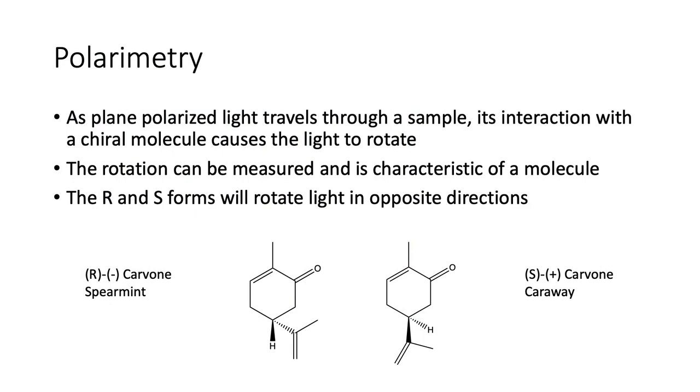But the rotation, like I said, we can measure it, and it's characteristic of the molecule. So the R and the S forms will rotate light in opposite directions. In our case, the R form rotates light in the negative direction, or counterclockwise, and the S form will rotate light in the positive direction. And the R and the S are not really related to the plus and the minus. So for different compounds, the R might be the plus isomer and the S might be the minus. It's something that you have to measure. You can't just know off the top of your head.